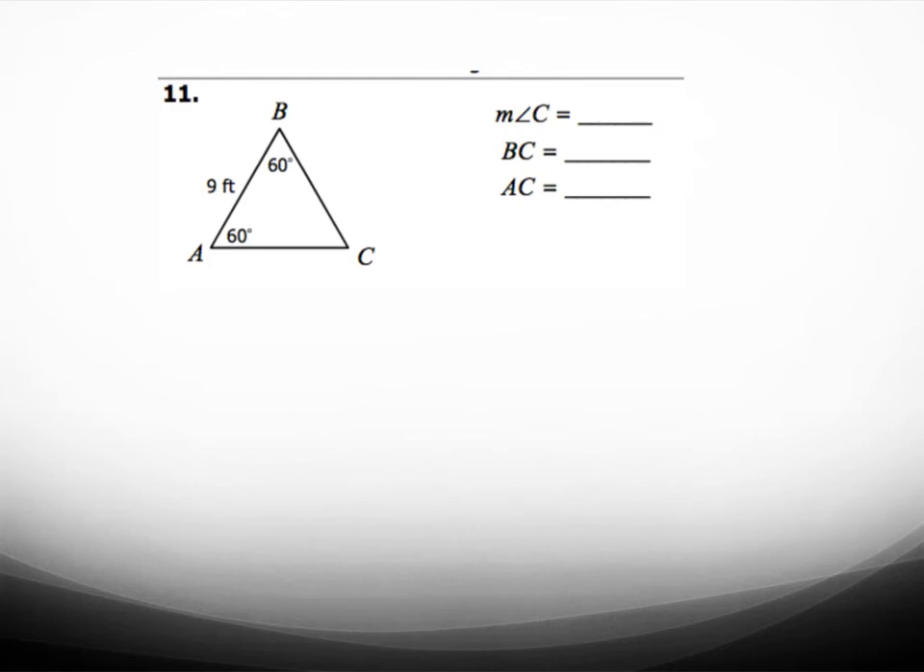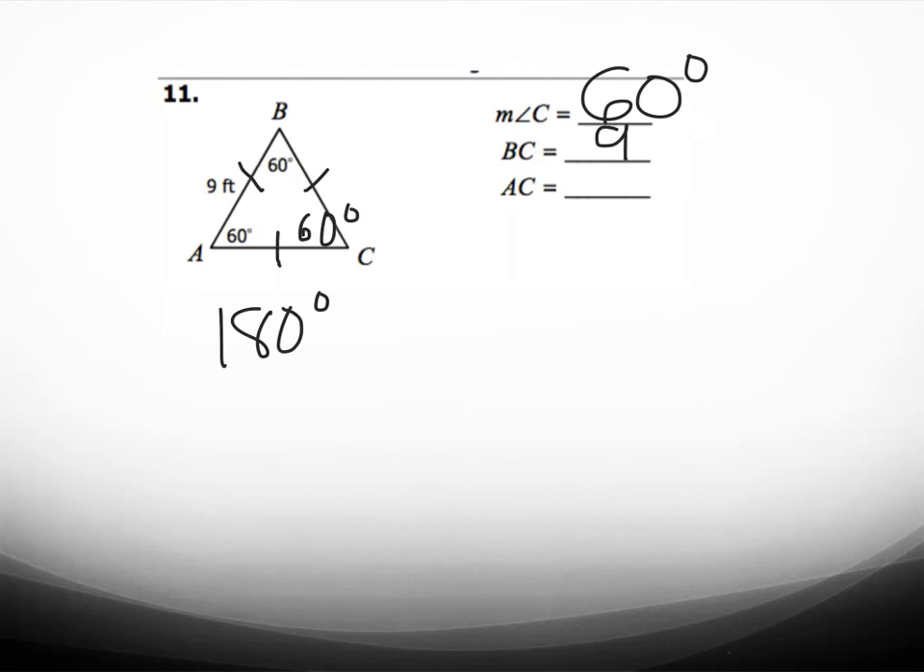All right, let's work on this problem right here. We're given some information that angle A is 60 and angle B is 60. Therefore, folks, all the angles inside of a triangle must add up to 180 degrees, so we can conclude that angle C is also 60. Now that we know that all the angles are the same, we can definitely conclude by our theorems that all the sides are the same. So angle C is definitely 60 degrees. Side BC is going to be 9 feet. And guess what? AC is going to be 9 feet as well.